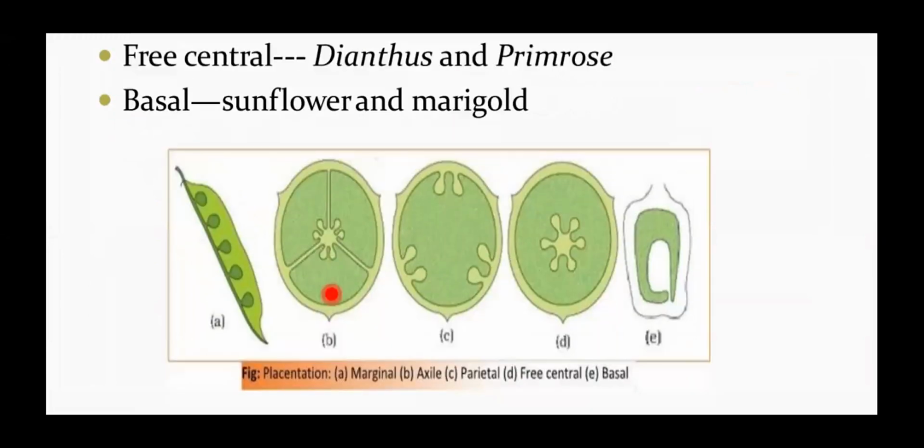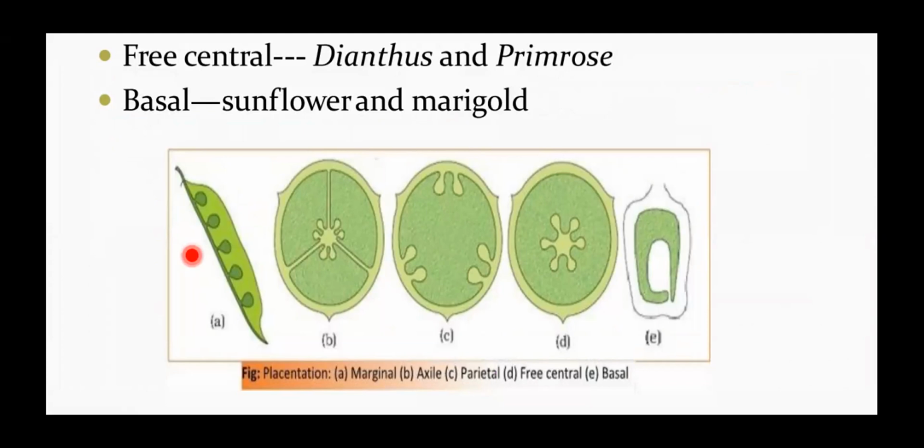The first diagram you can see here is of marginal placentation. What is marginal placentation? When the placenta forms a ridge along the ventral suture of the ovary, the ovules are borne on this ridge, forming two rows. You can see very clearly that the placenta forms a ridge-like structure along the ventral suture, and the ovules are borne on this ridge. Such a type of placentation is called marginal placentation.